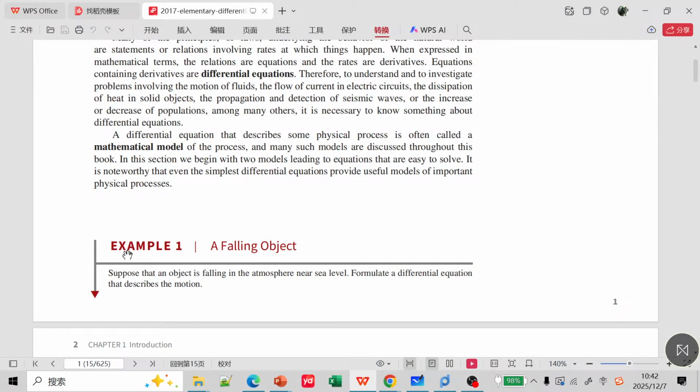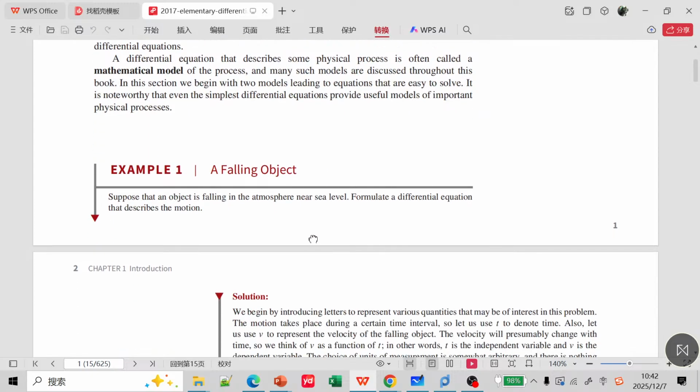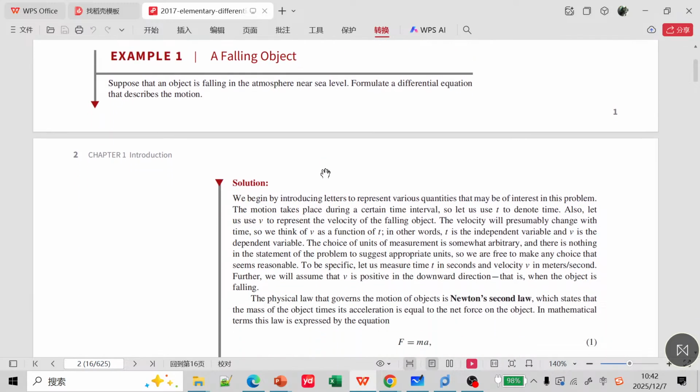Now we will talk about example 1, a falling object. Suppose that an object is falling in the atmosphere near sea level. Formulate a differential equation that describes the motion.